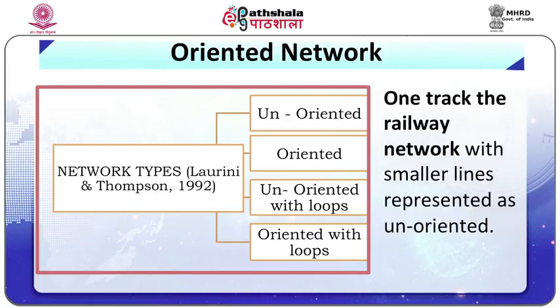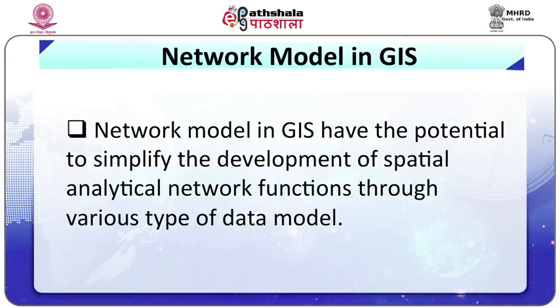What I have talked about is that the moment you think of the river, a river won't flow up, it would always flow downstream. The moment you talk of the roads, roads can have one direction or the second direction and so on and so forth. So that means all these things have to be predetermined and predefined. Let us talk about now the network model in GIS.